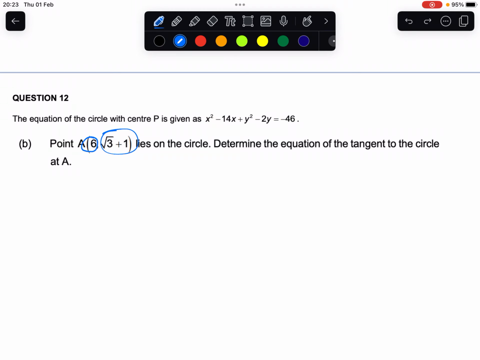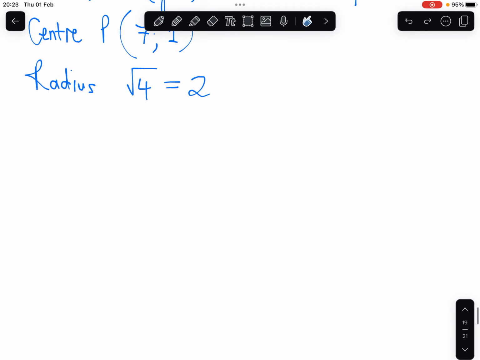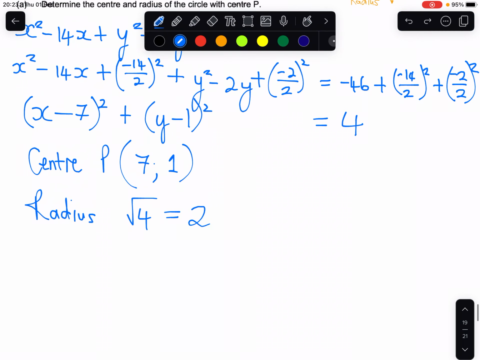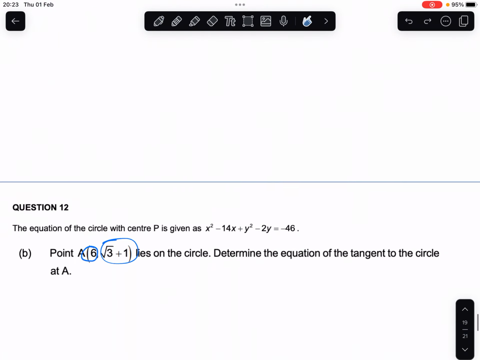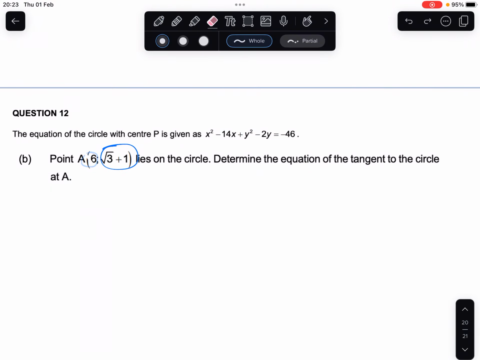Or if you want to use the form that we worked out previously, you could put x equal to 6 and y equal to root 3 plus 1 into the expression on the left-hand side and see if you get 4. But there is no need, at least not yet. We trust the examiners. They tell you that this point does in fact lie on the circle. Awesome. Then you're asked to determine the equation of the tangent to the circle at A.